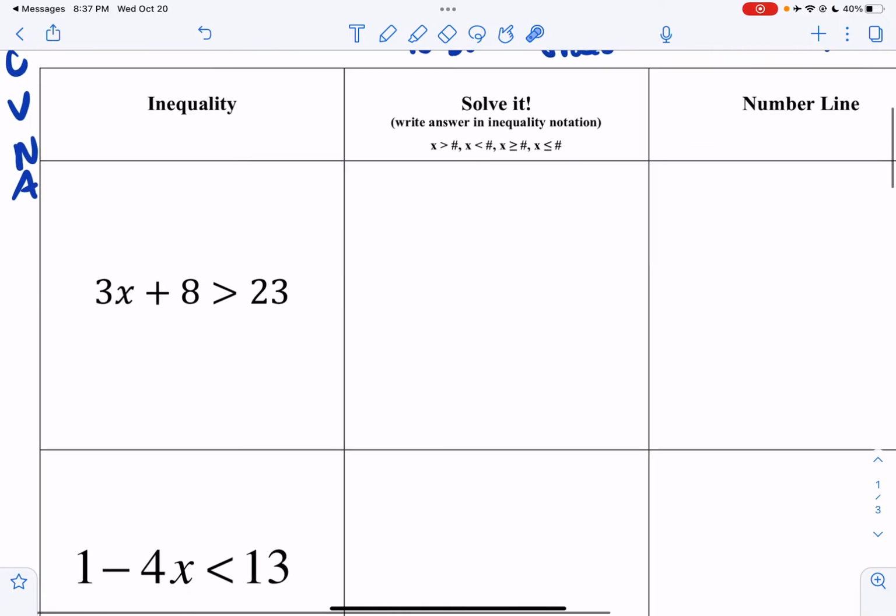So let's look at our first inequality. Our first inequality is 3x plus 8 is greater than 23. My pencil's been glitching for the past few hours, just a heads up.